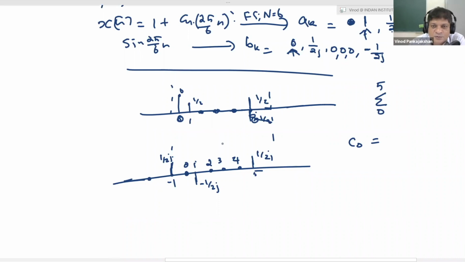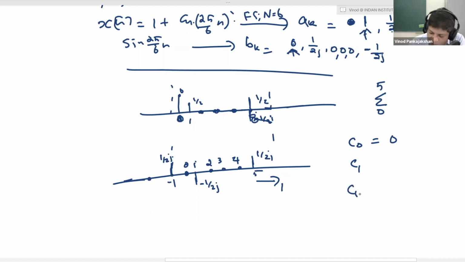So what is the value of C0? Multiply these two, add from 0 to 5. Will you get 0? Because there is a 1 by 4j term and there is a minus 1 by 4j term. So when you add those two, you will get 0. And you can verify that. Next, how to find C1? You have to shift this right by 1, multiply those two sequences and add from 0 to 5, the addition over one period.